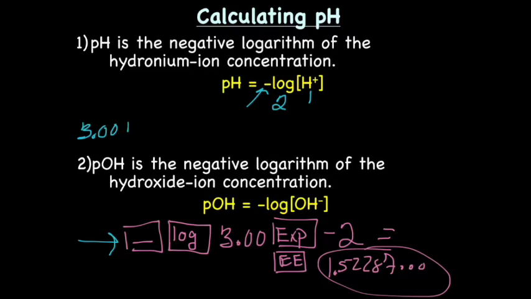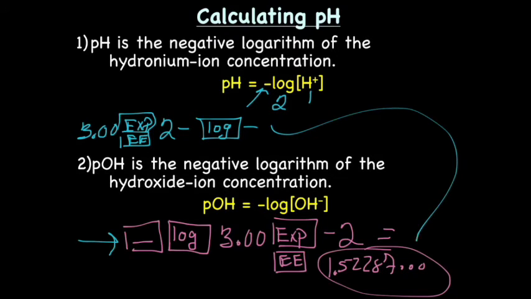So when you put yours in your calculator, it would look something like this. 3.00, your EXP or EE button. Then you would put in 2 as our exponent and then a negative. Then your log button and then your negative. And then hopefully you'll get the answer 1.52287 and so forth. So hopefully one of those two ways got you to be able to use your log button. I'm going to suspect that for most of you, this is what you'll use. Now let's try a real problem.